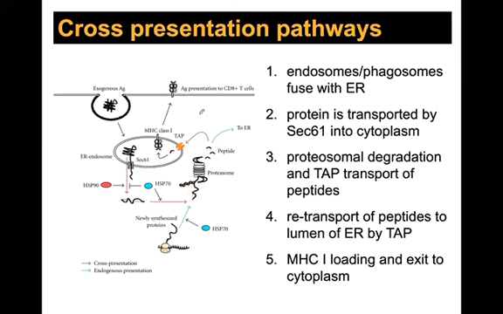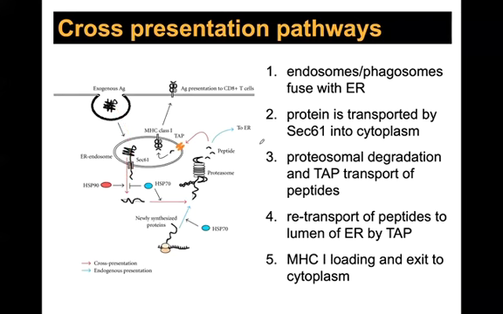Okay, so there's really only one extra step, and that's feeding these exogenous antigens into the cytoplasm. That's done by the Sec61 protein. So cross-presentation is just one extra step to taking an extracellular antigen and making it a cytoplasmic antigen that you then degrade and put into the class 1 pathway.